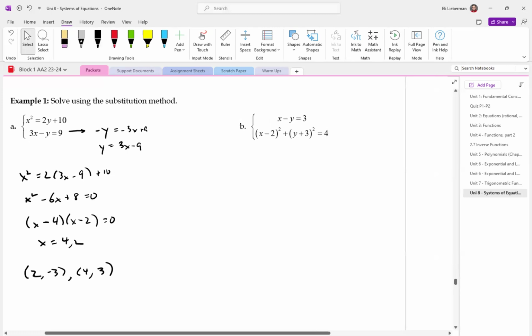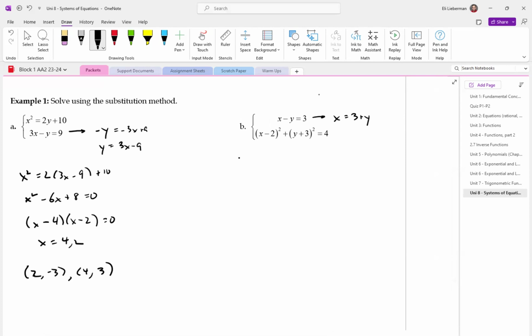B. You may not have finished, but I want to hear what you've done so far. Ryan, can you help us with this one, please? Yeah, so I found the value of x first, and that's just x equals 3 plus y. I plugged it into the second equation, and it turns out to be 1 plus y squared plus y plus 3 squared equals 4. Then that simplifies to y squared plus 2y plus 1 plus y squared plus 6y plus 9 equals 4. Combining like terms, you get 2y squared plus 8y plus 10 equals 4.